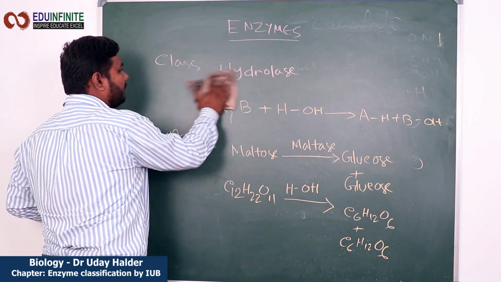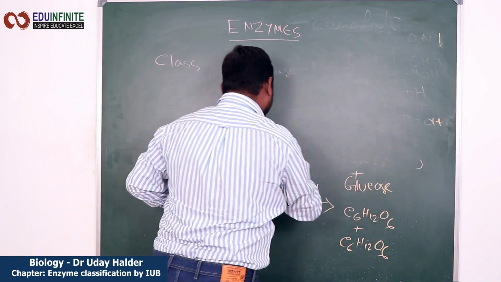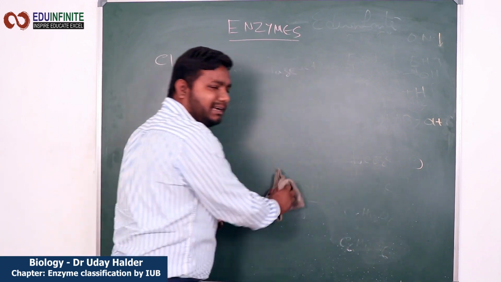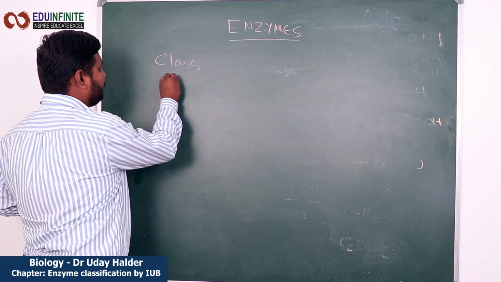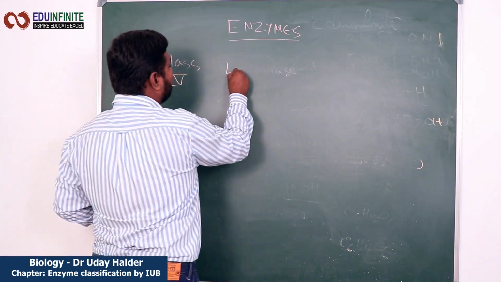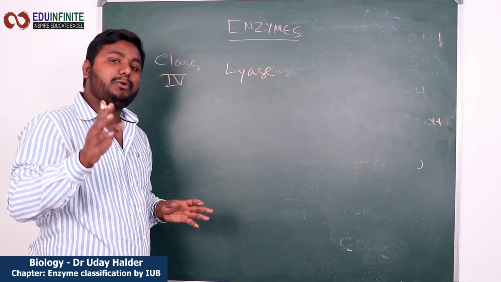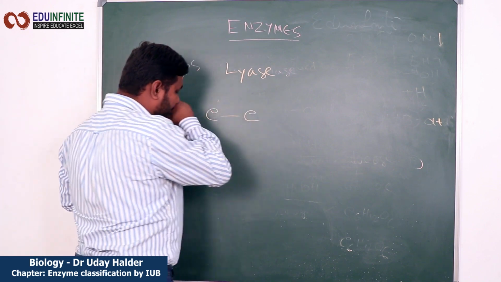Now, class 4. Class 4 is something which also breaks down a compound, but unlike the hydrolase, it does not actually use water. So class 4 is called lyase. It also breaks down a compound, but without using water. Let's take an example. C bond C.